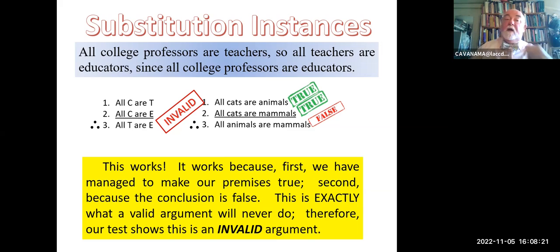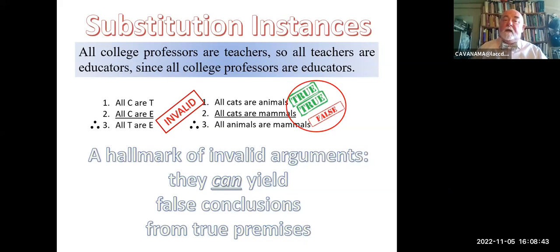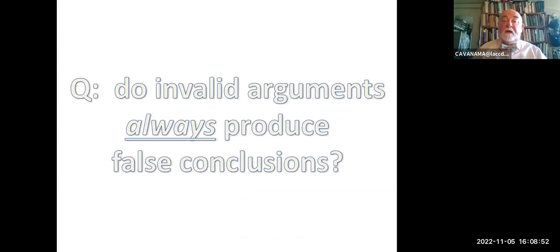And therefore the argument: all college professors are teachers, all teachers are educators, so college professors are educators. That's not entirely clear, but we can see from this way of breaking it down, using a substitution instance, that yeah, that is not a valid argument. Even if it may be true that all teachers are educators, that's not a valid argument. The hallmark of invalid arguments is that they can yield false conclusions, even if they have true premises. The truth of the conclusion is not guaranteed.